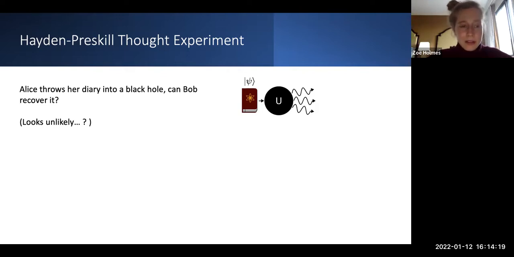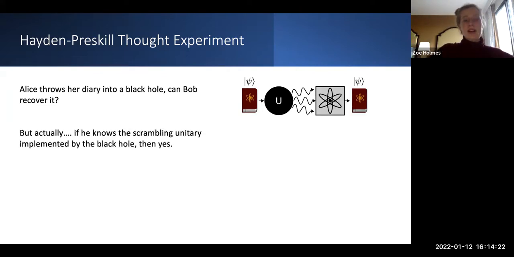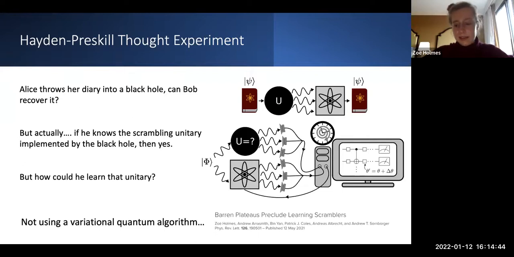to do it. But Hayden and Preskill argued that actually if Bob knows the scrambling unitary implemented by the black hole and shares a maximally entangled state with the black hole, then just by collecting a few additional photons from the black hole, it'll be possible for him to decode Alice's secret diary. But then the natural thing to ask is, well, how would Bob learn that unitary in the first place? And what I'm going to argue is not using a variational quantum algorithm, or quantum machine learning methods more generally.